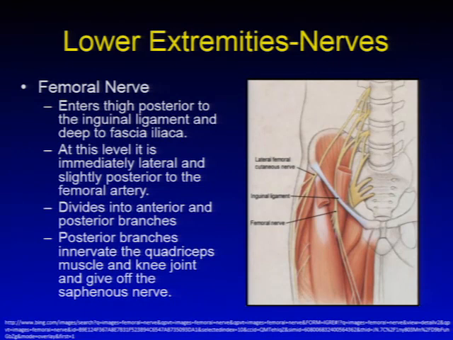The femoral nerve enters the thigh posterior to the inguinal ligament and deep to the fascia iliaca. At this level, it is immediately lateral and slightly posterior to the femoral artery. It divides into anterior and posterior branches. The posterior branches innervate the quadriceps muscle and knee joint and give off the saphenous nerve.